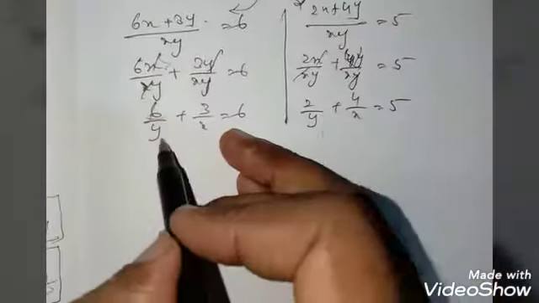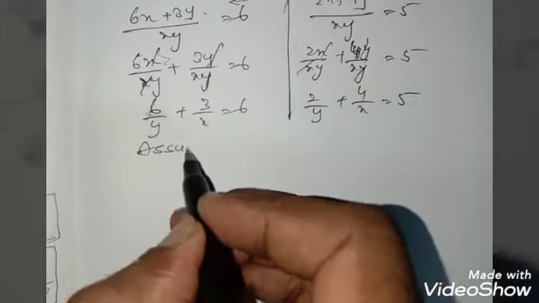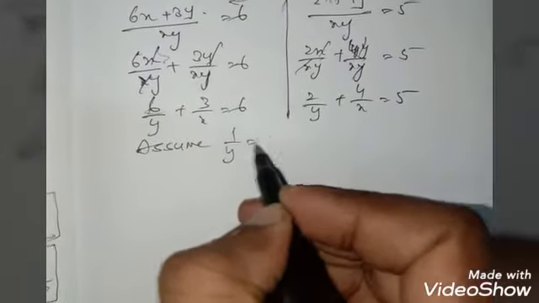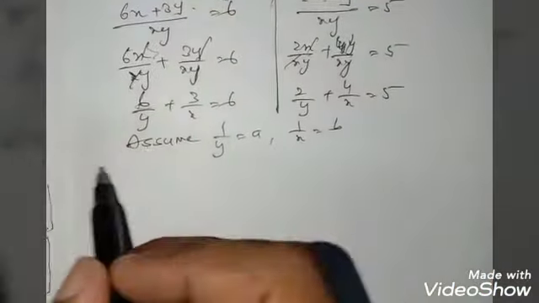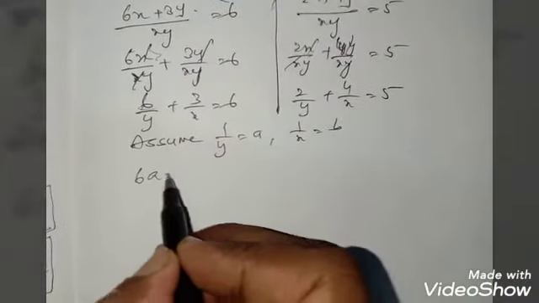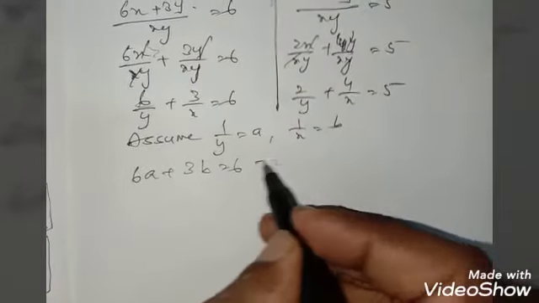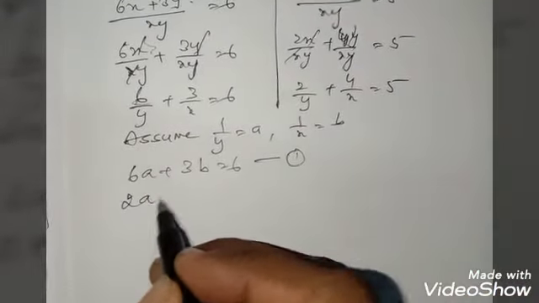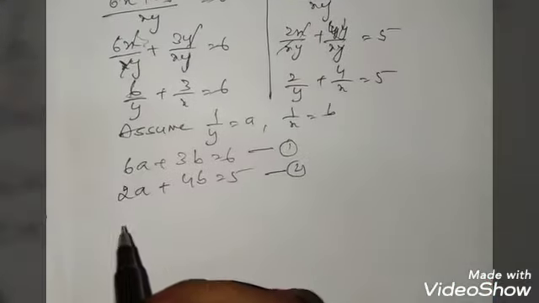So here the denominators of both the variables are equal, so I can assume 1 by y as some a and 1 by x as some b. Now if I assume this, we will get the equation as 6a plus 3b is equal to 6. This will be the first equation. Next, 2a plus 4b is equal to 5. This will be the second equation.